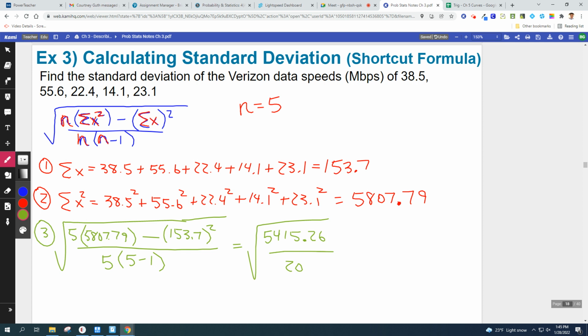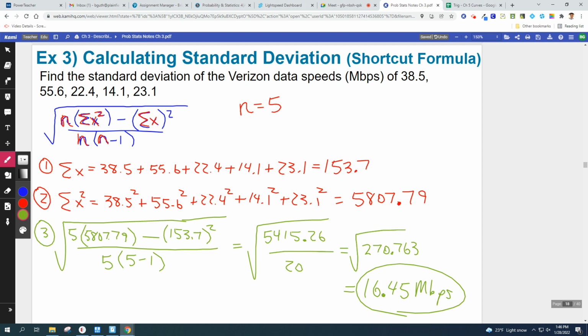So we do the division. We're not going to do the square root yet. That'll be last. But you divide 5415.26 by 20, and you get 270.763. And that number might look familiar to you because we saw that number pop out on the last example. We take the square root of that, and we get 16.45 megabits per second. Same answer.